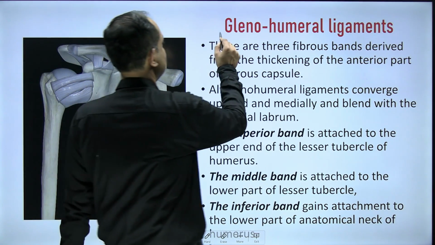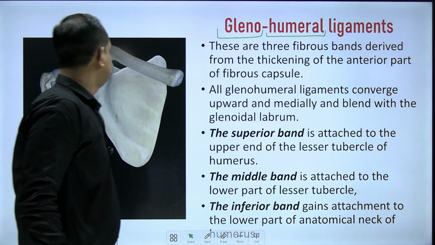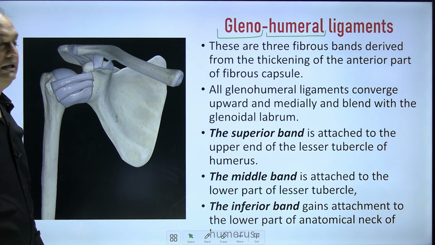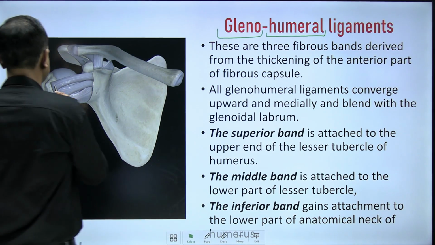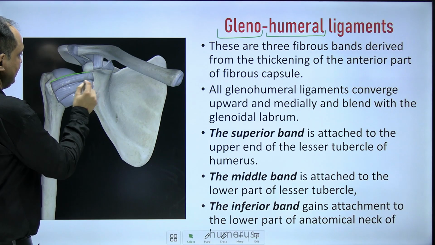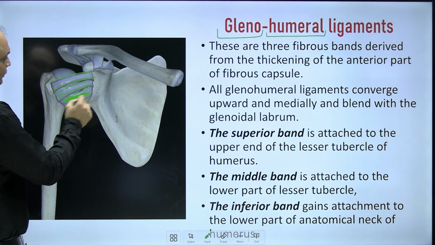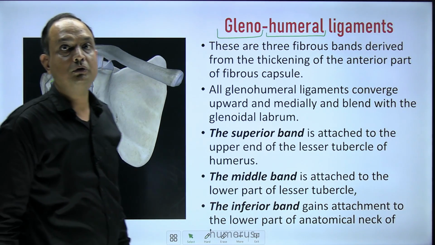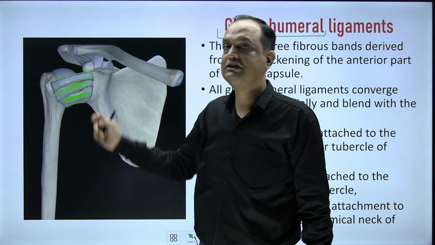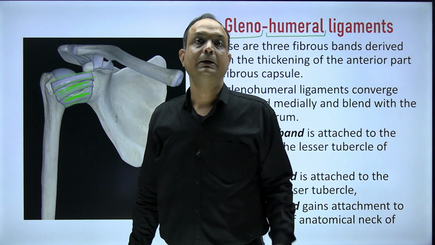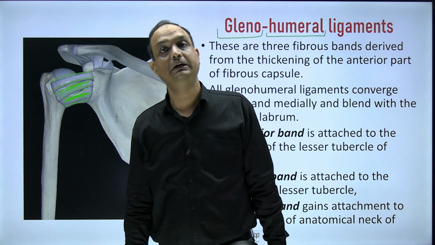As the name itself suggests, it is a connection between the glenoid cavity and the humerus. So where is the glenohumeral ligament? Glenohumeral ligaments are 3 in number. So this is the one, then you will have the second, and this is the third. The glenohumeral ligaments are present on the anterior aspect of the shoulder joint. But my dear students, these glenohumeral ligaments are not visible in the dissection.